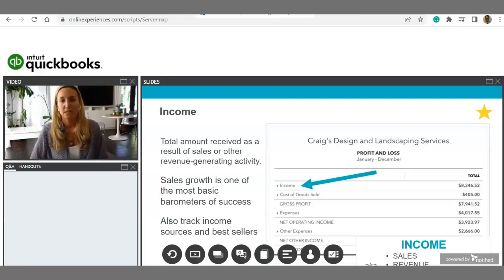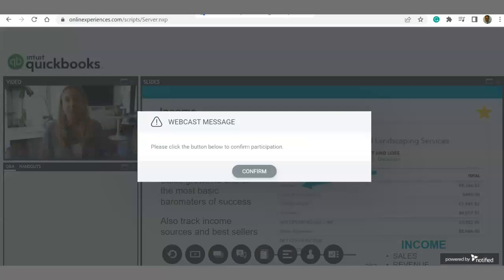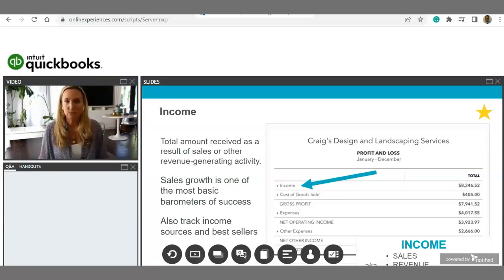Okay, here we have a P&L. Now, income is the term that QuickBooks uses by default to mean sales or revenue or gross receipts. That's all the money that came in for selling the product or service that the company sells. And sales growth is one of the most basic barometers of success. Many businesses watch this number or they'll watch a trailing 12-month period to gauge how their annual sales revenue is looking.